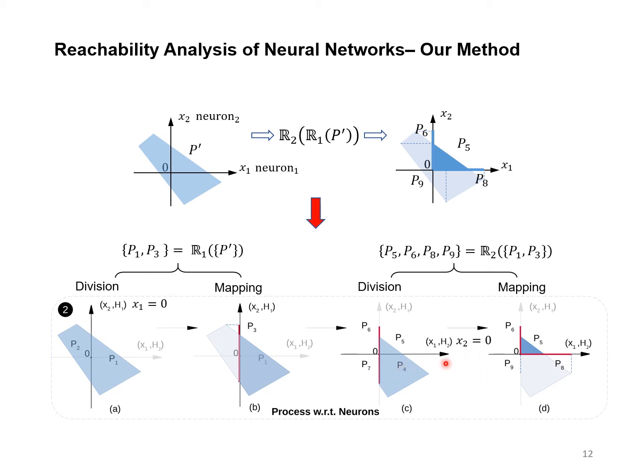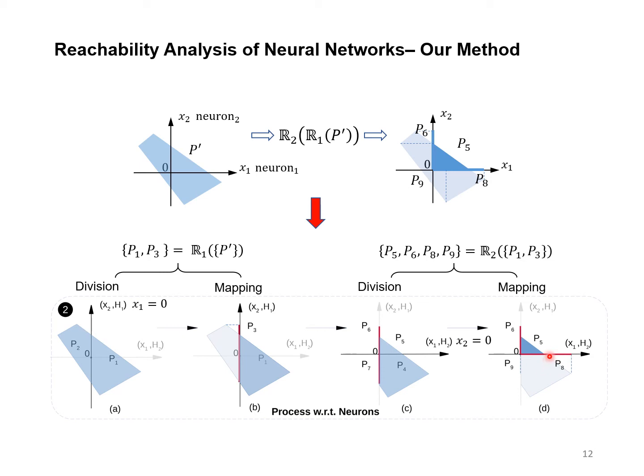Here we have the hyperplane H2, which is x2 equals 0. We use this hyperplane to conduct the division operation on the input set P1 and P3, and then generate the set P4, P5, P6, P7. For all the sets that contain a negative x2, they will be projected on the hyperplane H2 by setting all the negative x2 to 0.